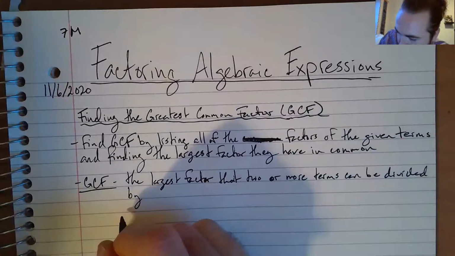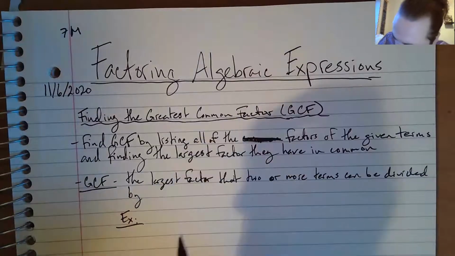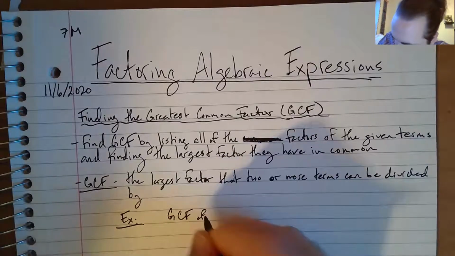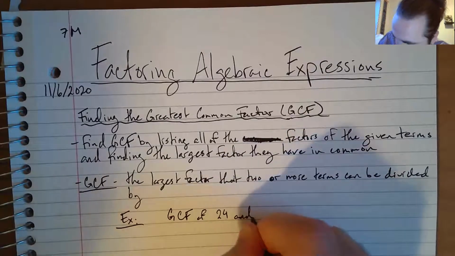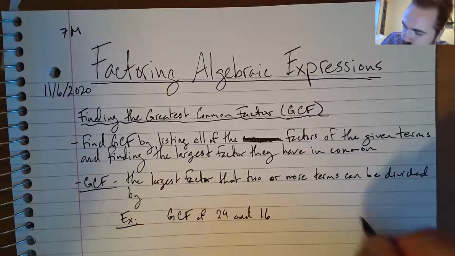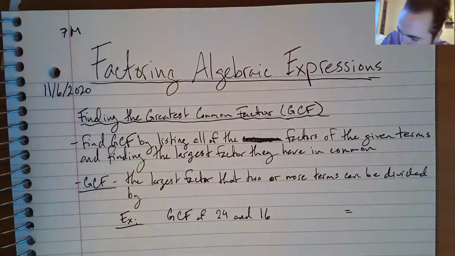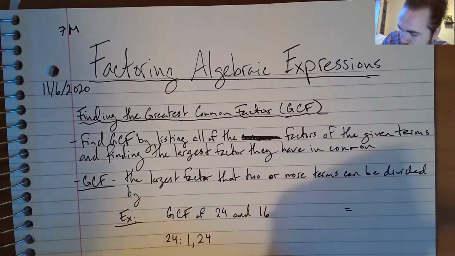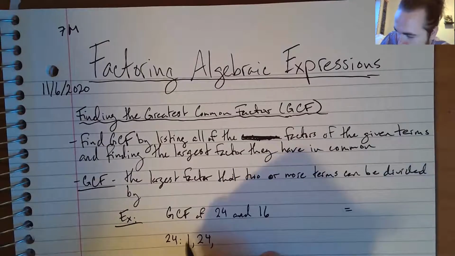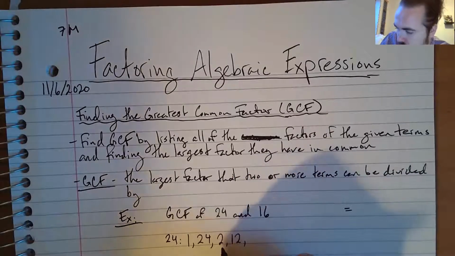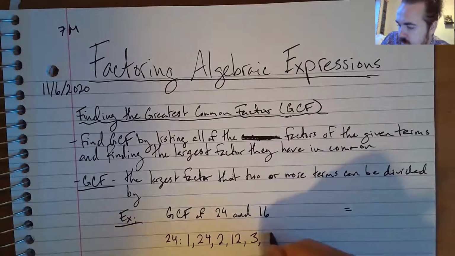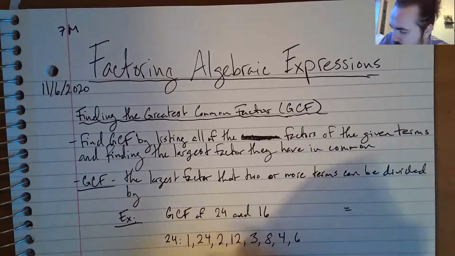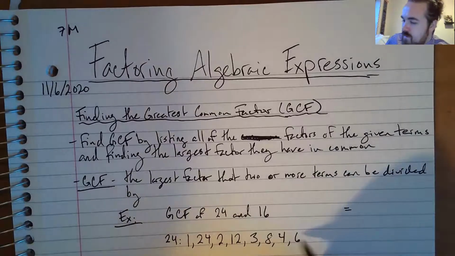For example, we're going to try and find the GCF of 24 and 16. Put what it equals over here. Well, I know that 24 could be 1 times 24. Next one up could be 2 times 12. Next one up could be 3 times 8. Next one up could be 4 times 6. Up, and 5 doesn't go into it. And then we're already at 6, so that's all the factors.